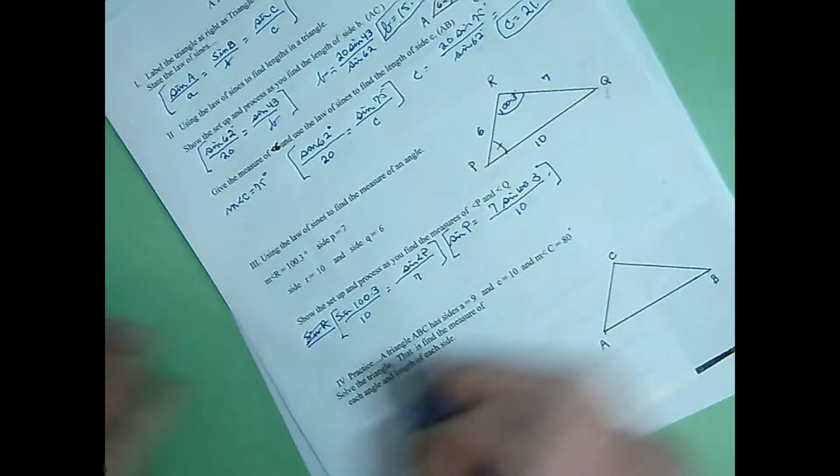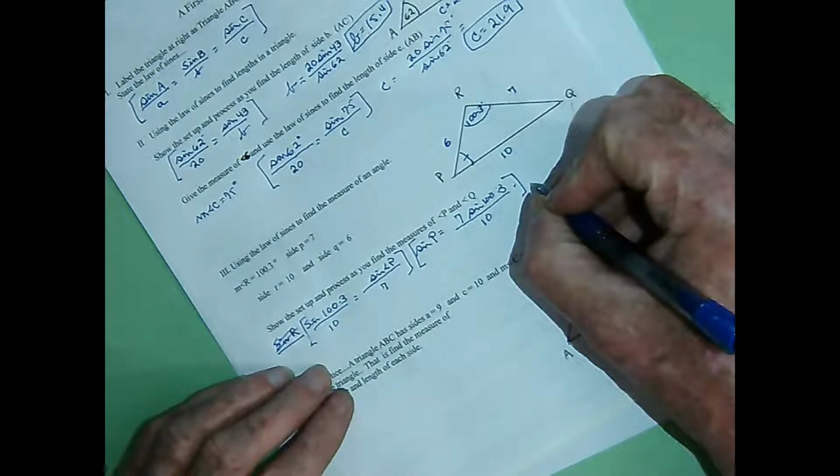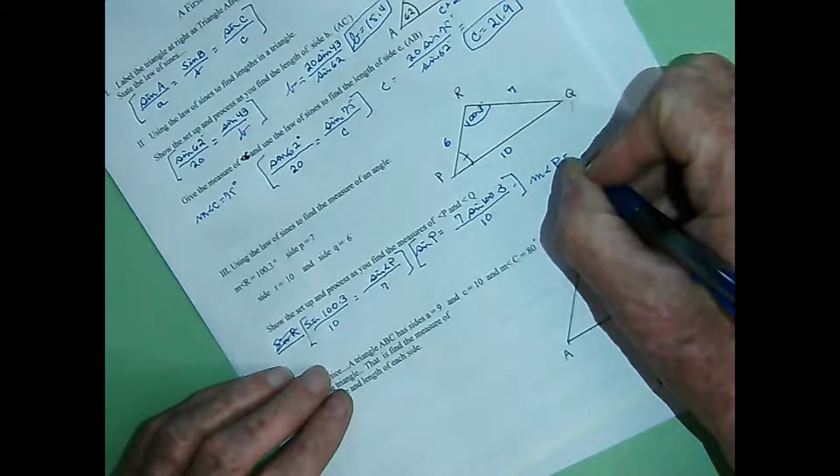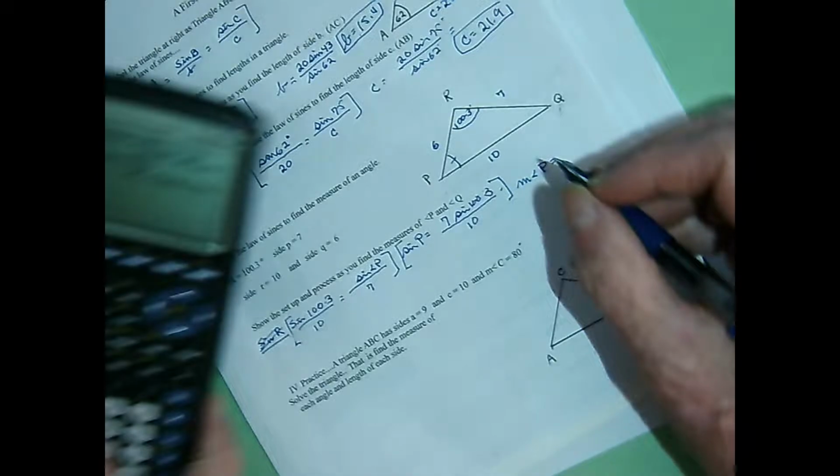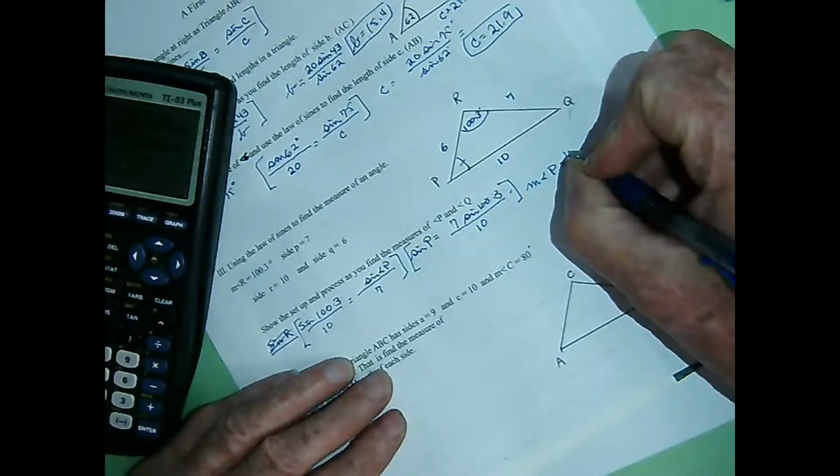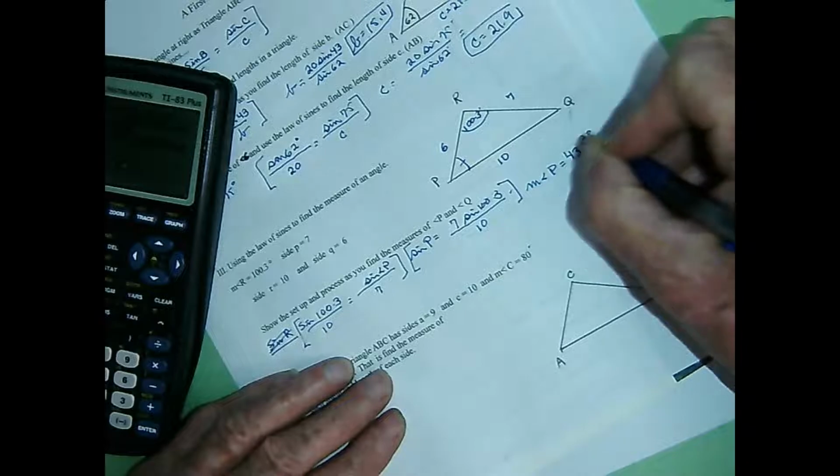Let me make a note of that. That's the measure of angle P. Would have been 43.5 degrees. Hold that thought. Let's do that again.